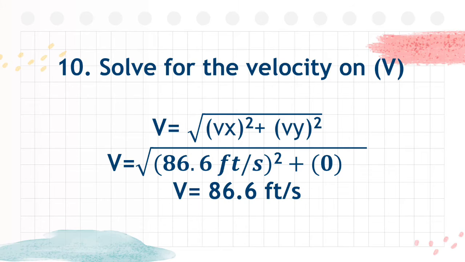For number 10, solve for the velocity on top. So to solve for the velocity, we are just going to use the equation v is equal to square root of vx raised to 2 plus vy raised to 2. Since we have already identified the value of our vx and our vy, we are just going to substitute it into the equation. So v is equal to square root of 86.6 feet per second raised to 2 plus 0. So our velocity now is equal to 86.6 feet per second.